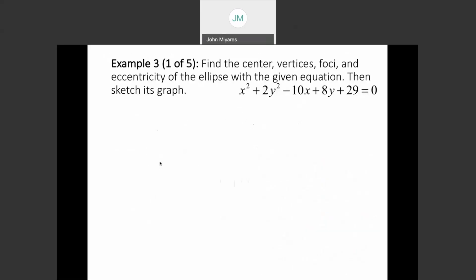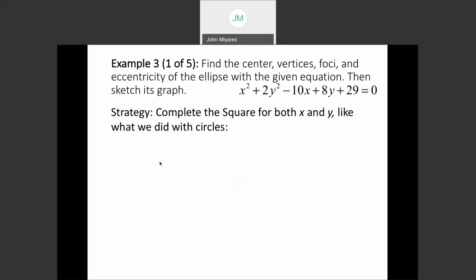Here in example 3, we're seeing a similar situation to what we did when we had the harder circle examples. The questions are the same, but the equation isn't written in the correct form for us to be able to quickly identify all of the key parts. So just like we did with circles, we are going to complete the square for both x and y.